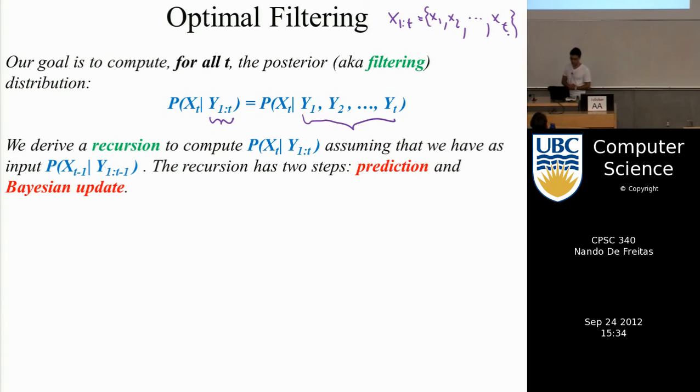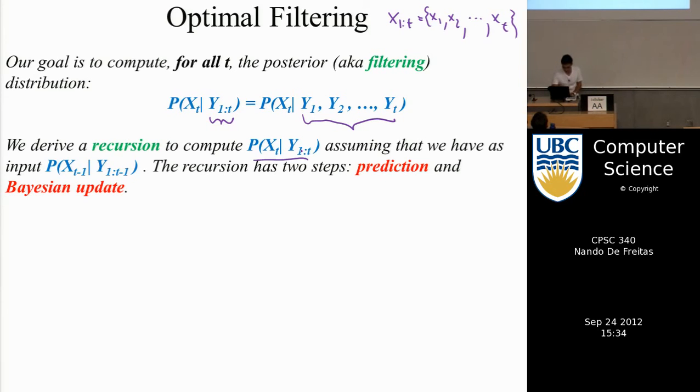Okay, so your goal then is to compute P of xt given y1 to t, but you want to do this for all t. So the idea is we make an observation. You start with P of x0. You make an observation, you compute P of x1 given y1. You transition, you make another observation, you compute P of x2 given y1 and y2, and so on.